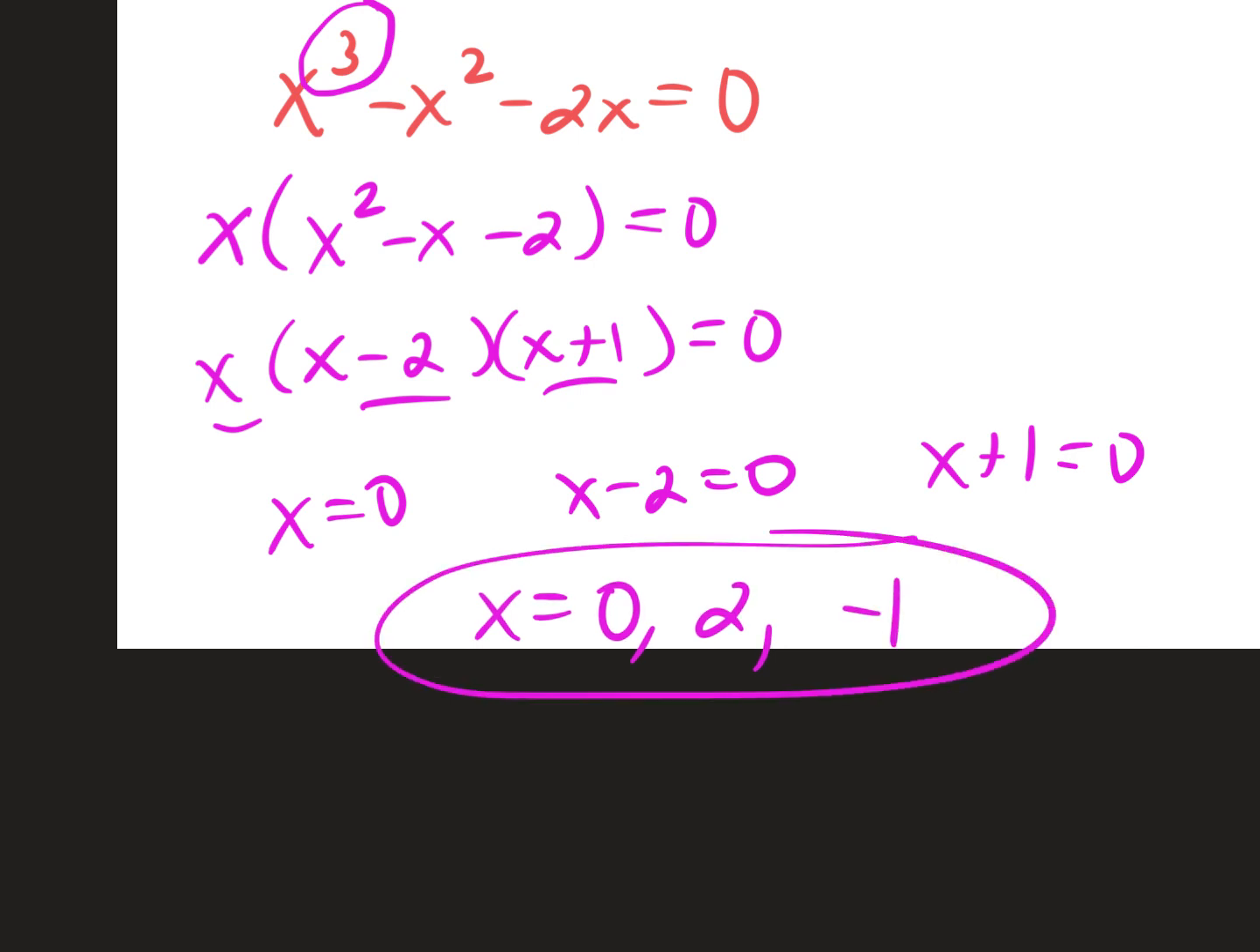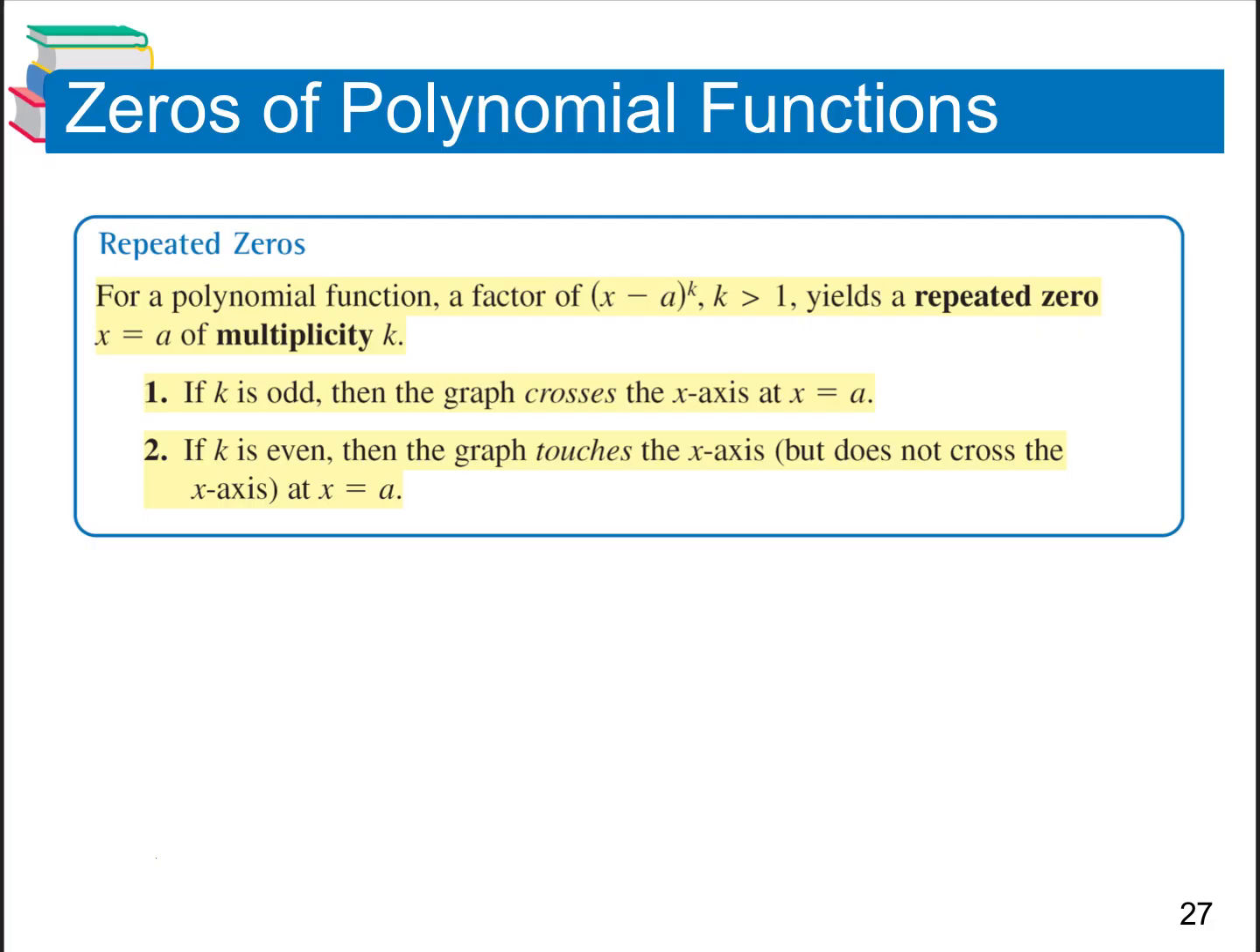If you want to write them all separately, you can. If they ask you specifically for the x-intercepts, you need to write it as an ordered pair. But if they just ask for the zeros, you can just say x equals. That's fine. We're going to factor. All right, scooting along.